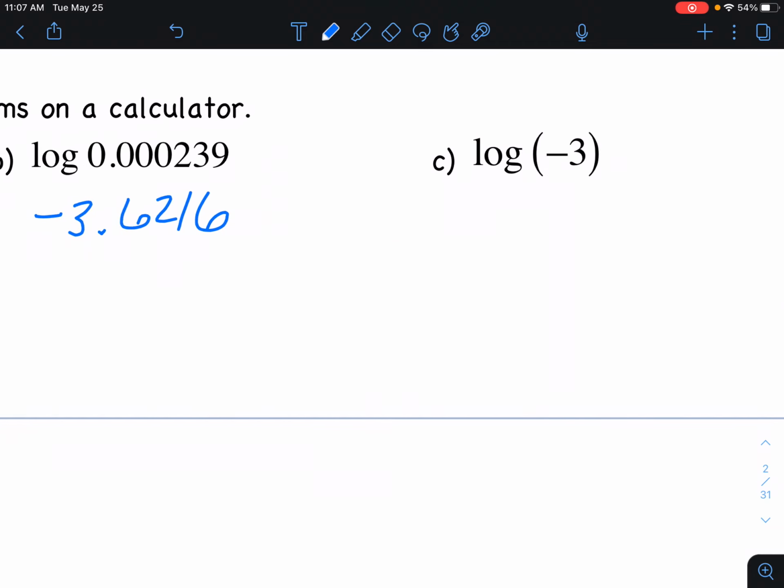Letter C, log of negative 3. So that's log base 10 of negative 3. Don't worry about putting the 10 in. Just put log of negative 3 in your calculator. And you will notice my calculator says domain error. What does that mean? It doesn't exist. There's a rule in math. You are not mathematically able to get the log of a negative number.